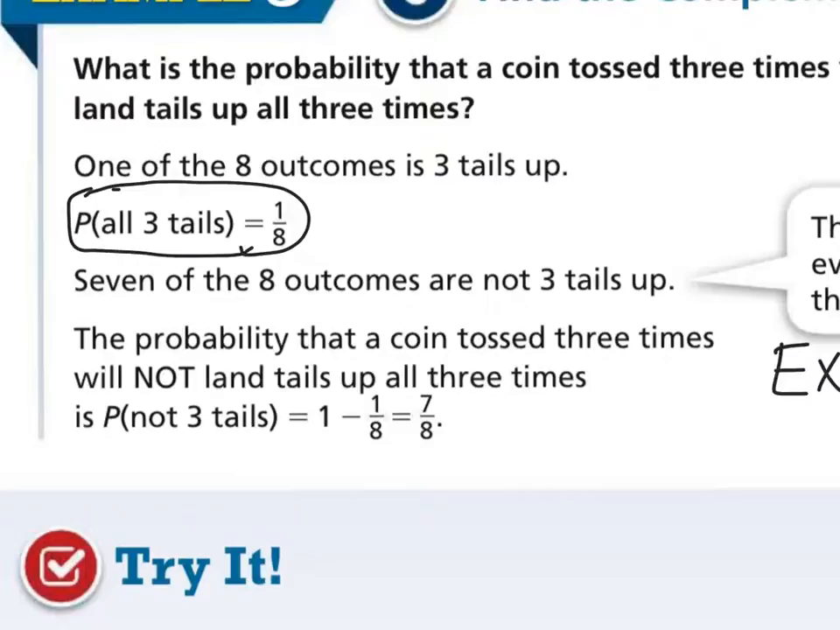And so it's either going to be all three tails or not all three tails. And those are complementary. They add up to 100% or they add up to 1. In this case, 8/8 we could call it. So they're 1 here if you want to look at it. Think about it this way as like 8/8. So 8/8, take away the 1/8 would leave 7/8 chance that it's not tails up all three times.